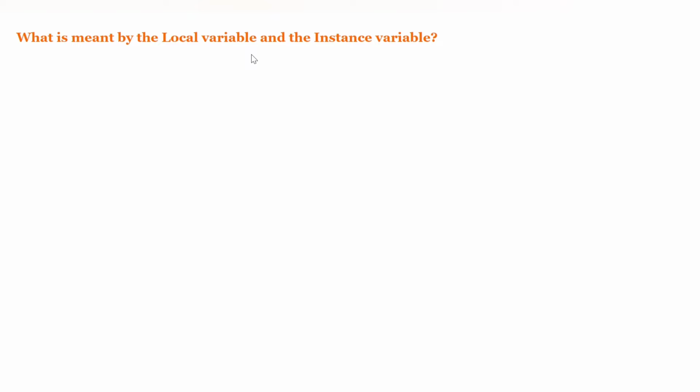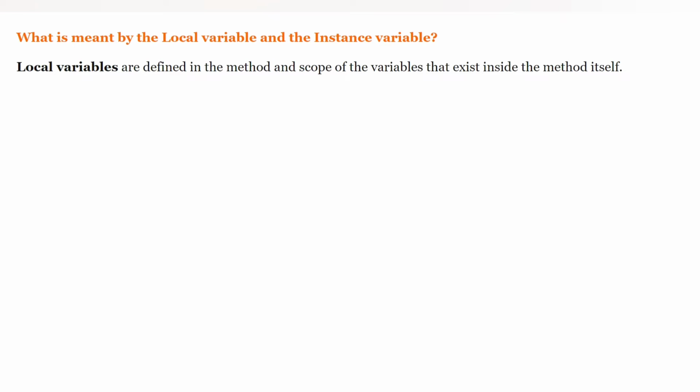We know any value that we need to store in the program, we need variables. We can have different access specifiers for the variables, which are public, private, protected and default, that we have learned in the previous video. But another concept is of local and instance variable, which are used to declare the scope of the variables. What is the difference between local and instance variable?